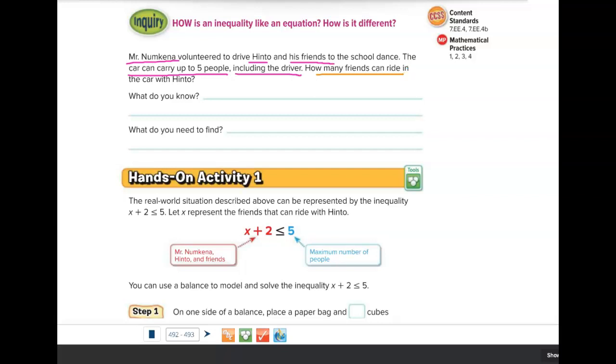And since we know that the maximum number in the car that we can have is 5, our alligator always eats our biggest number. But since it could equal 5, because I could fit 5 people in the car, we also have the equal to sign. So that would be the maximum number. Then we also have Mr. N and Hinto. So we have 2 people that are already determined in the car. But then we can have an additional amount, and we're going to say X because we don't know what that is. So that's how we get our inequality for this problem.